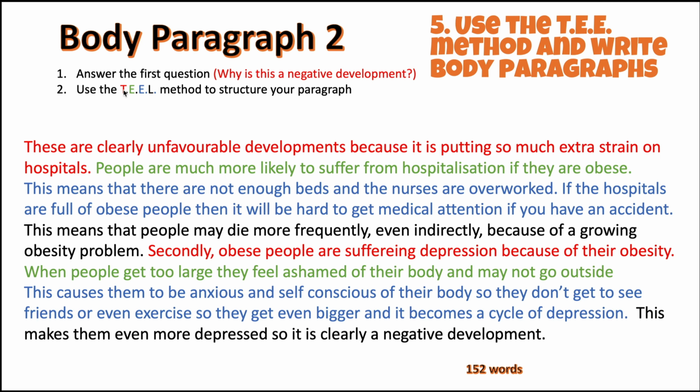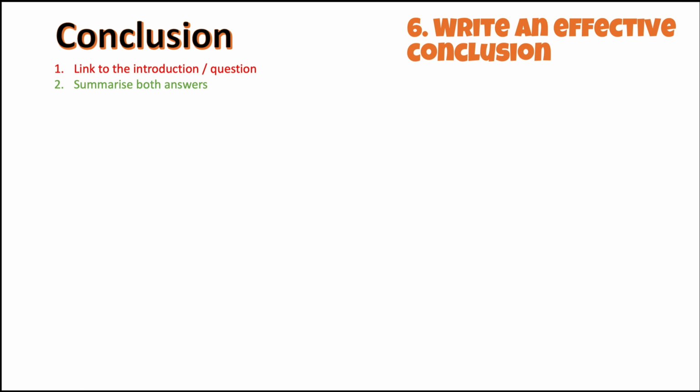Writing Task 1. You've written an introduction and your body paragraphs with the help of a plan. Now you need to write the conclusion, which ties it all up nicely in a little bow. So in the conclusion, we know we need to link to the introduction and the question and summarize both of the answers that you've given in the 2 body paragraphs.